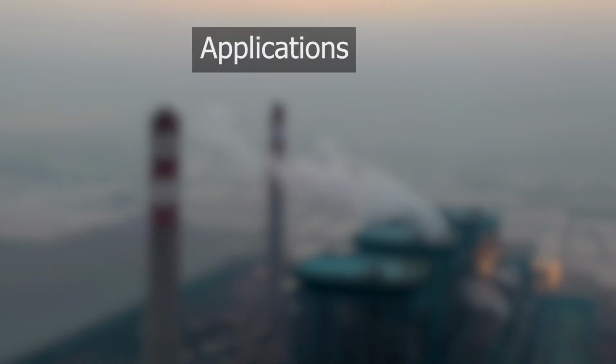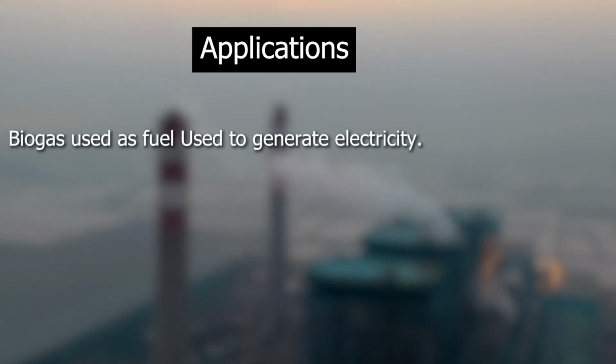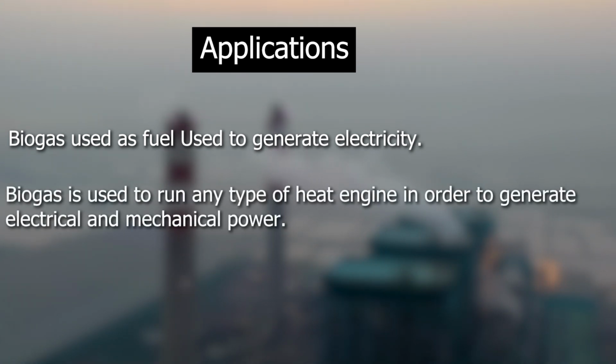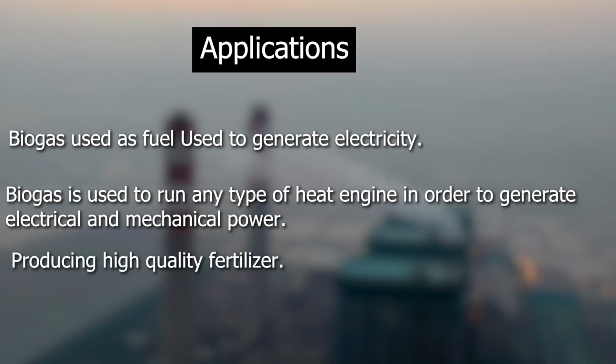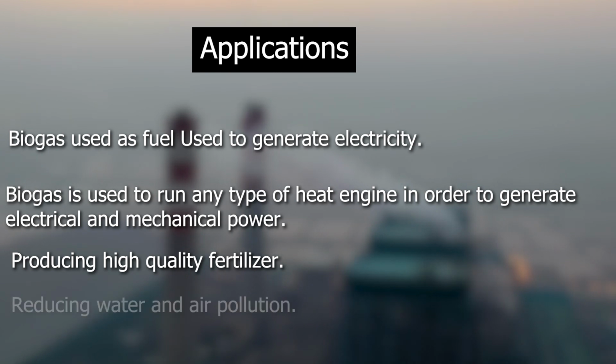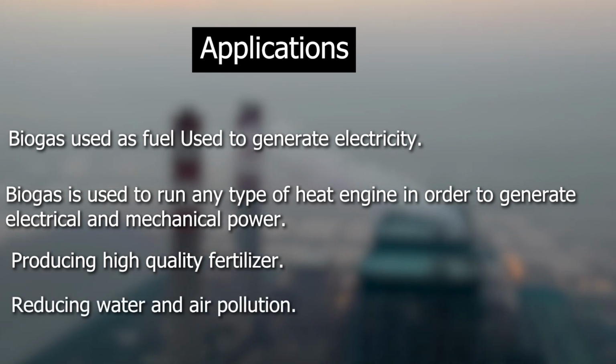The composition and the properties of the biogas are given in the following terms. The application parts of this biogas. First, biogas is used as fuel to generate electricity. Biogas is used to run any type of heat engine in order to generate electrical and mechanical power, producing high quality fertilizer, reducing water and air pollution.